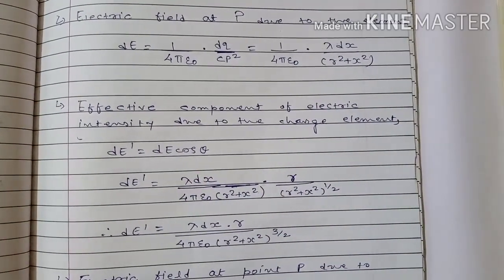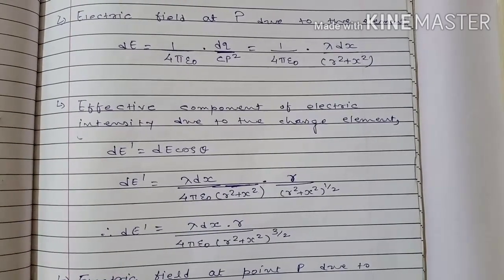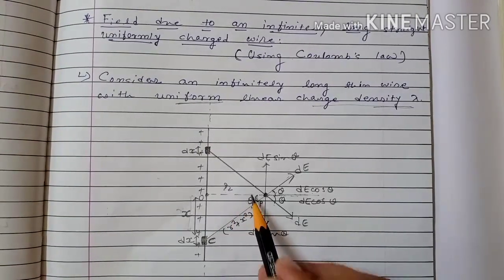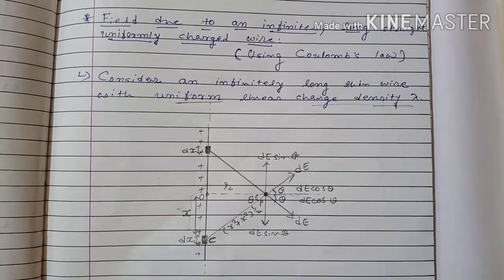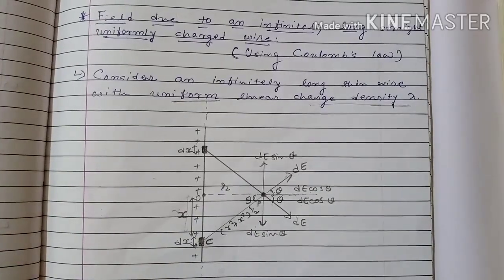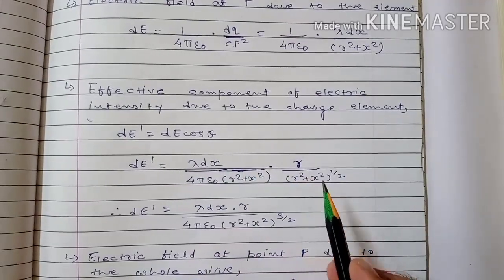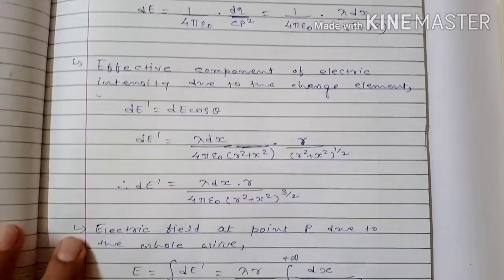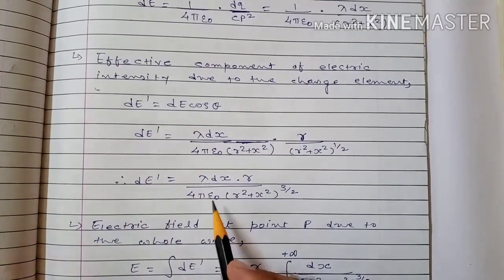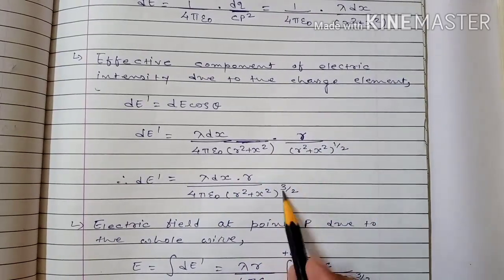From the figure, cos theta is equal to adjacent side upon hypotenuse. Adjacent side, that is r, upon hypotenuse, that is (r square plus x square) raised to 1 by 2. So cos theta is equal to r upon (r square plus x square) raised to 1 by 2. I have substituted the value of cos theta here. So dE dash is equal to lambda dx r upon 4 pi epsilon naught (r square plus x square) raised to 1 plus 1 by 2, that is 3 by 2.